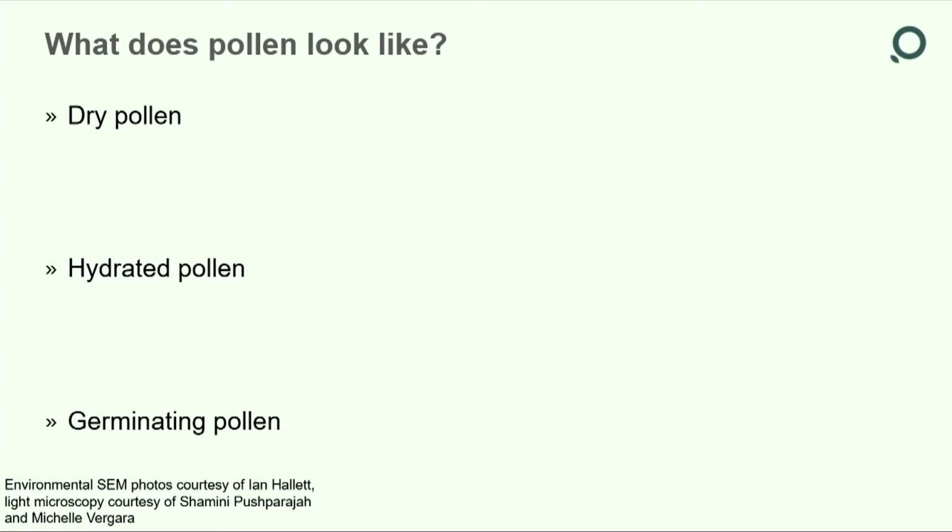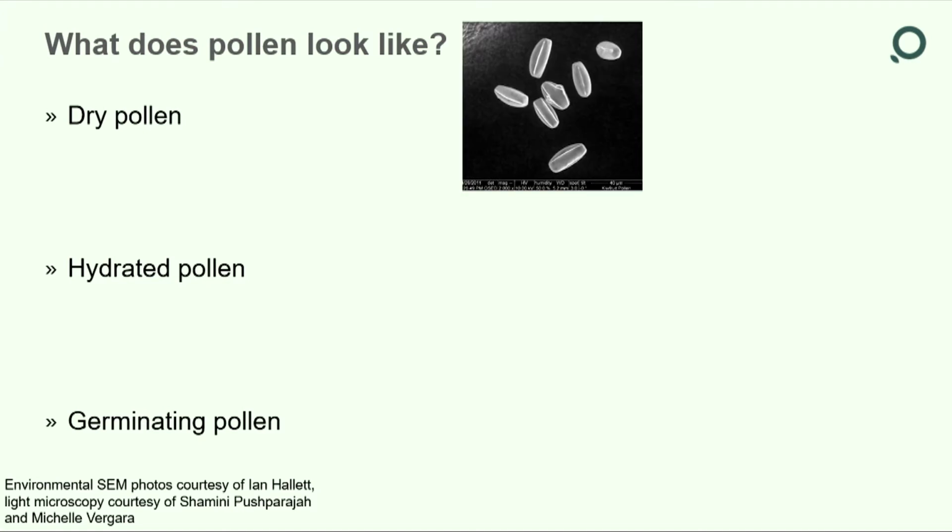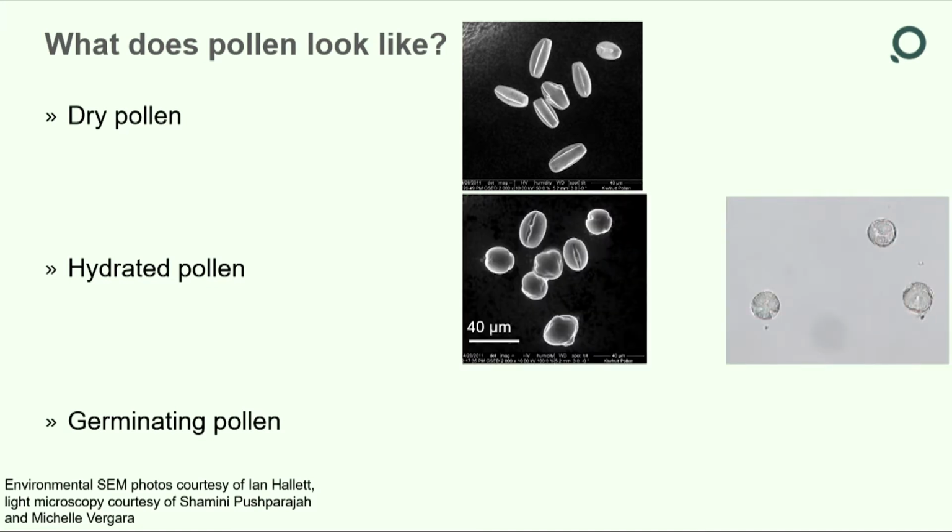So what does pollen actually look like? We can't actually see individual pollen grains with our naked eyes, but when we use a microscope, and this is a scanning electron microscope, we can see that they're sort of long things with grooves along the sides. And when they're hydrated, they sort of pop out and become round. The picture on the right is actually a light microscope. And then they germinate, and the germ tube actually comes out through those little grooves in the pollen grain.